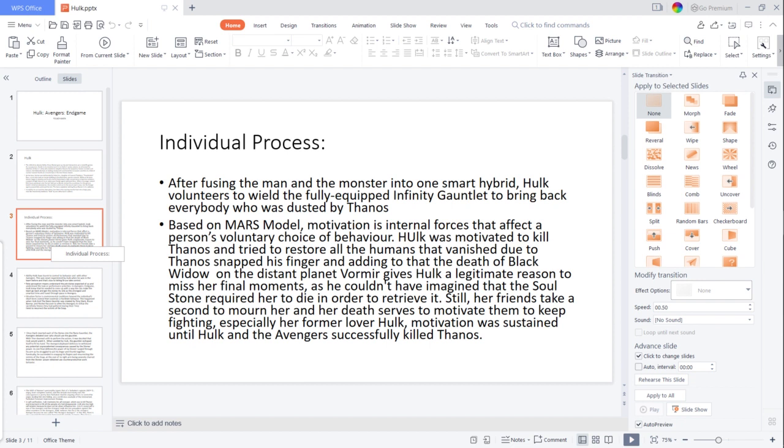Individual process. After fusing the man and the monster into one smart hybrid, Hulk volunteers to wield a fully equipped Infinity Gauntlet, bringing back everyone who was dusted by Thanos. Based on the MARS model, motivation is an internal force that affects a person's voluntary choice to behave in a certain way. Hulk was motivated to kill Thanos and tried to restore all of the humans that vanished due to the Thanos snap.